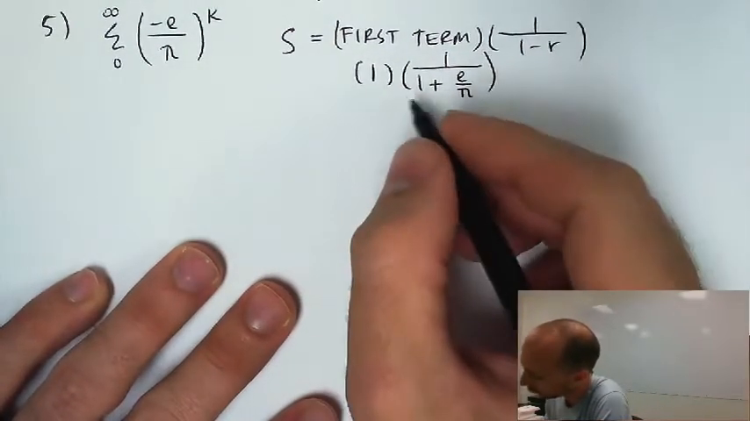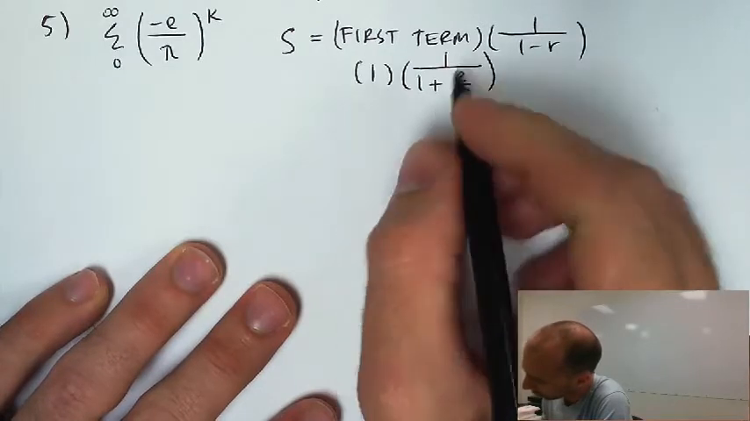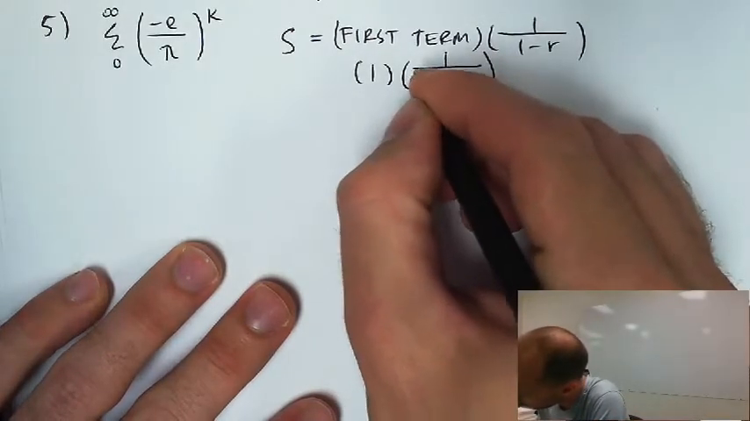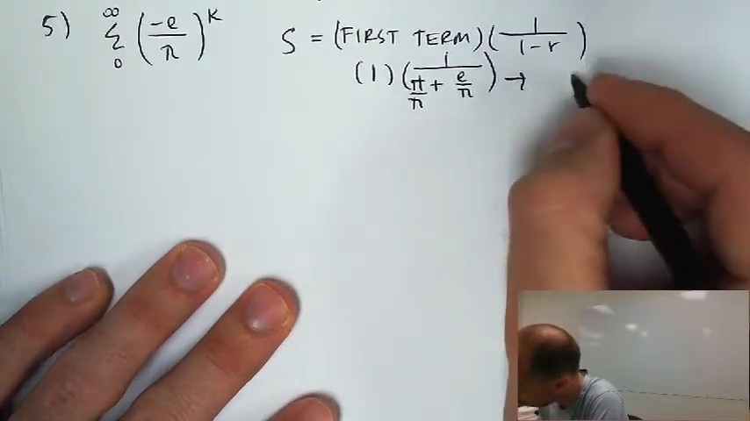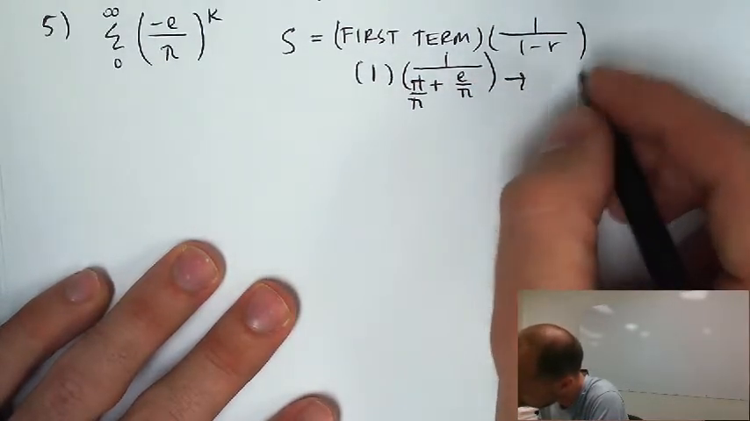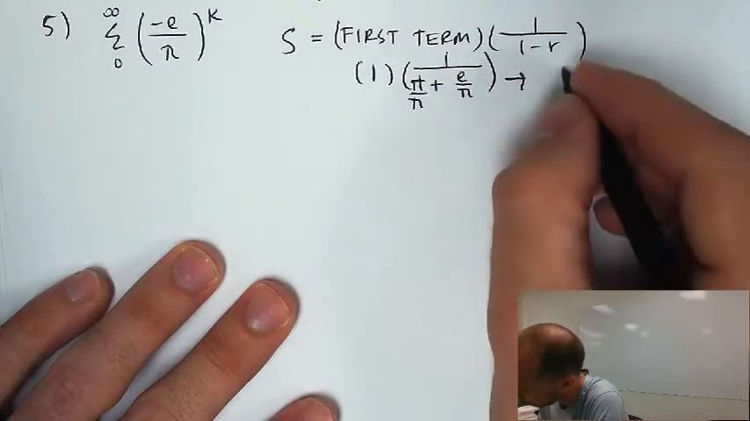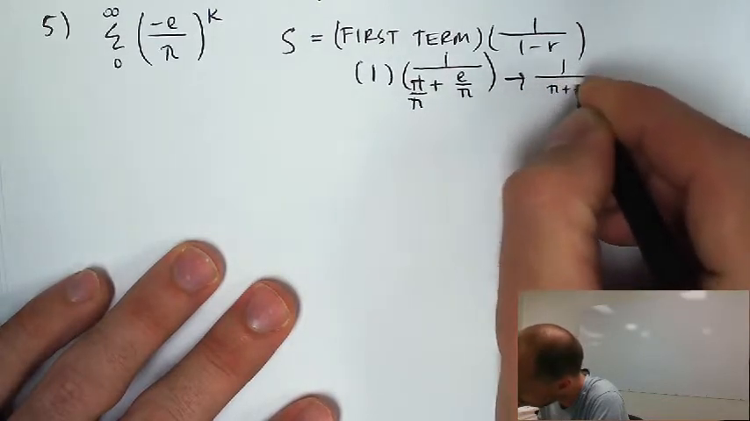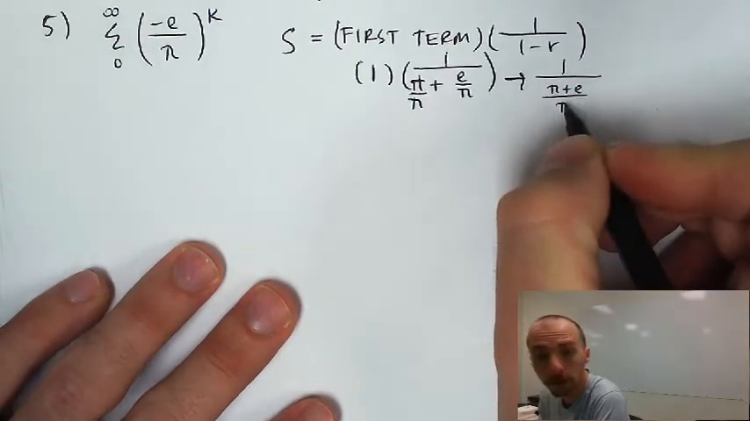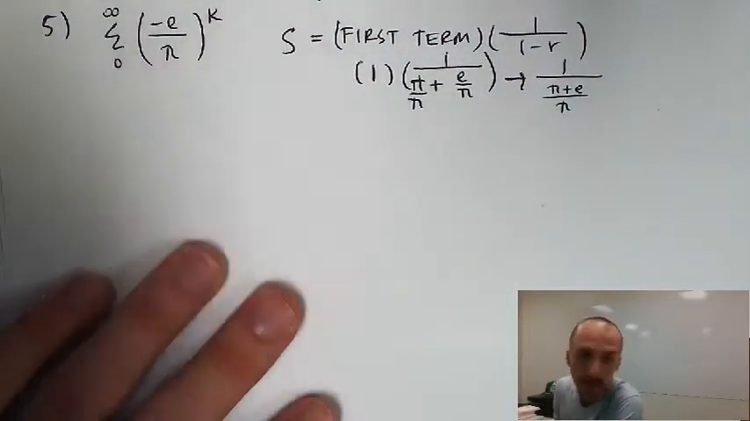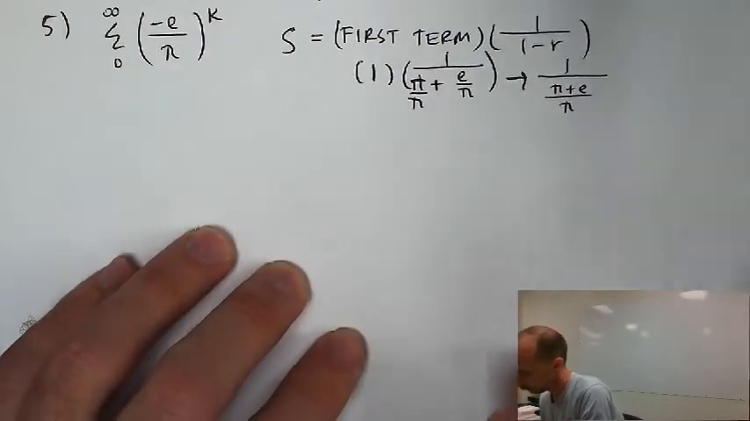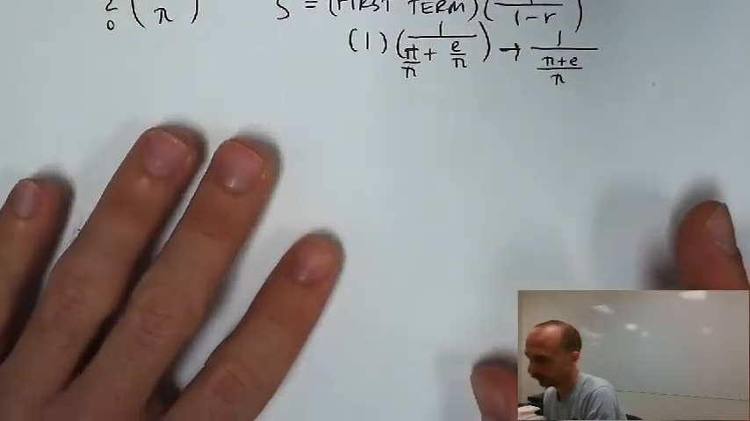Now, this is going to require a little bit of arithmetic. I'm going to have to say that 1 is going to be pi over pi. So I can combine this, and in the denominator I'll have pi plus e over pi. 1 over a fraction effectively flips the fraction, so I'll have pi over pi plus e. That is answer choice C.